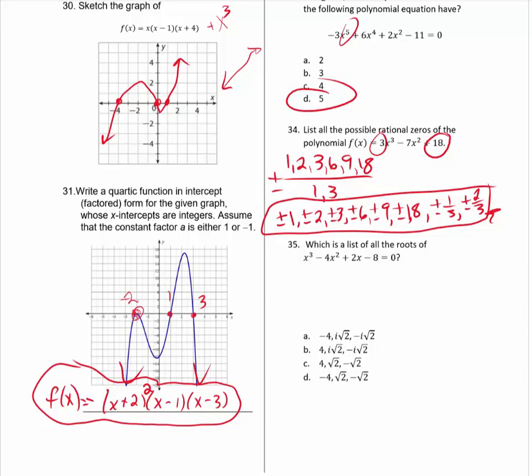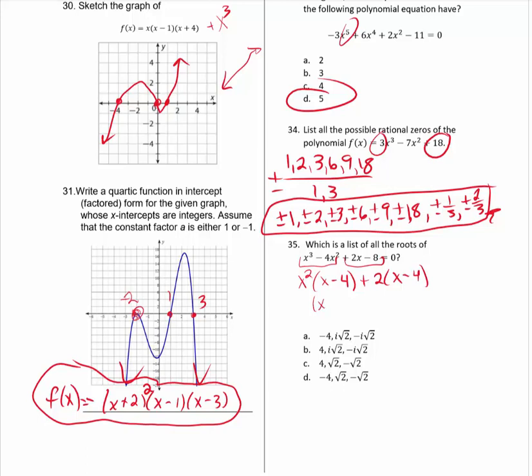All right, 35, which is a list of all of the roots of x cubed minus 4x squared plus 2x minus 8 equals 0. So let's check to see if we can factor this by grouping. Because if we can't, then we're going to have to use our roots theorem to get a list of possible rational roots, and then we would have to do a bunch of synthetic division.